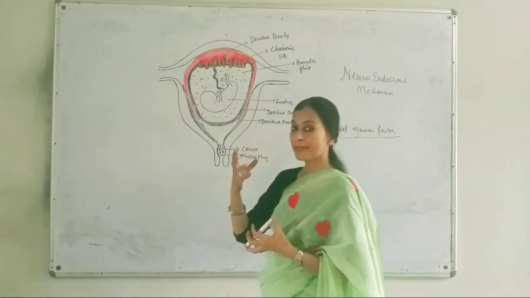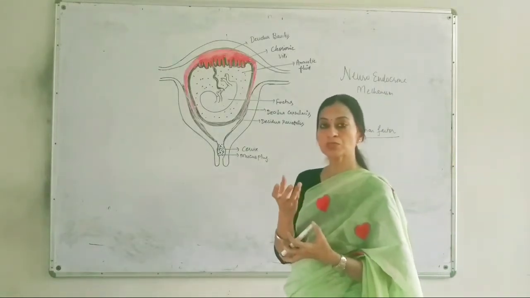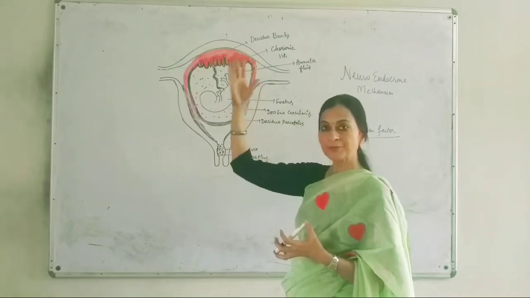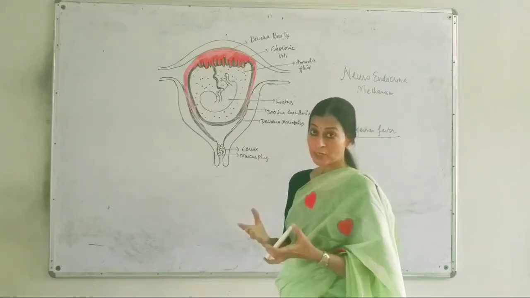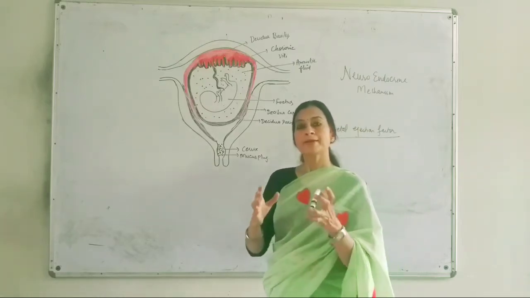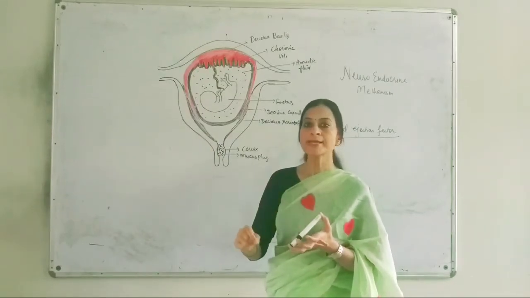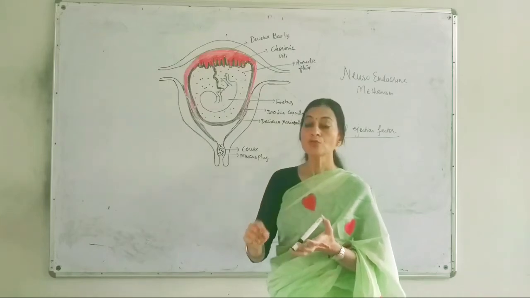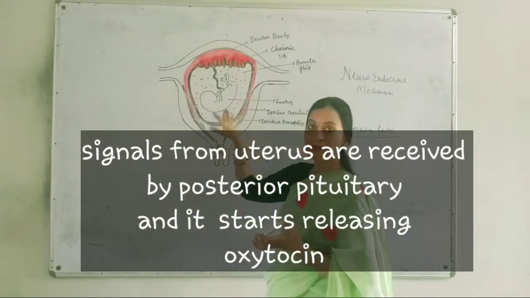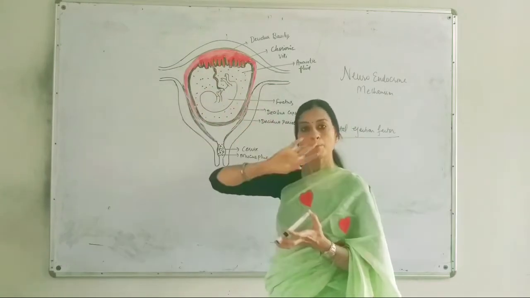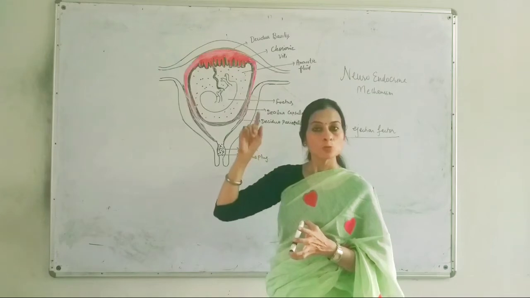The blood is going to carry all these signals, meaning this little amount of oxytocin. When these signals are received by the posterior pituitary, it will get the signal that the time of parturition has come, and now this signal will stimulate the posterior pituitary to release more and more oxytocin. The little amount of oxytocin was released by the fetus or this placenta, but now the major contribution is going to take place by the posterior pituitary.